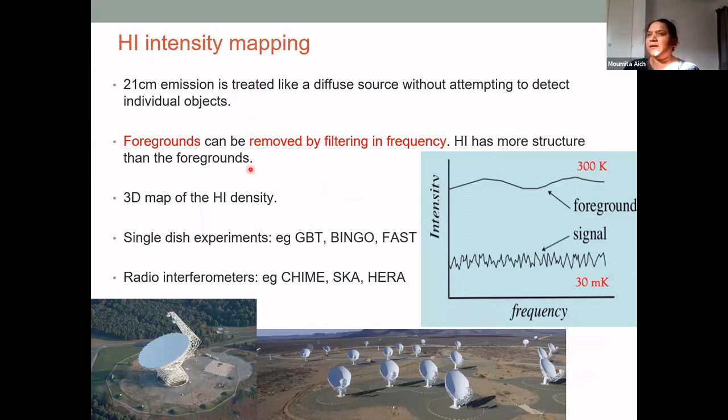So again, intensity mapping. The other thing which I didn't talk about is foregrounds. Foregrounds can be removed by filtering in frequency. The reason is the H1 signal has more structure compared to the foregrounds. But the thing is, as you can see, the foregrounds are actually much higher than the signal. So there are some issues which we are going to talk about.